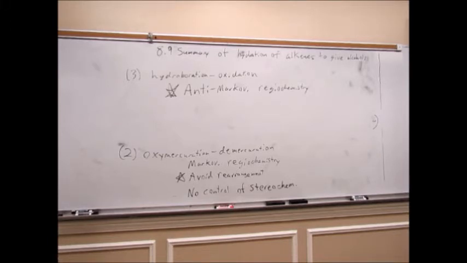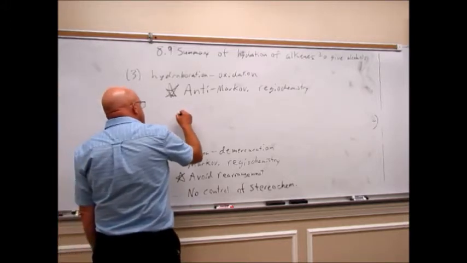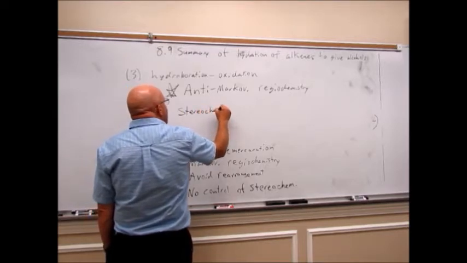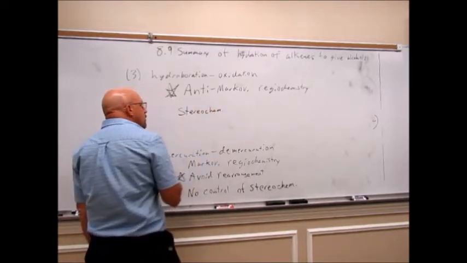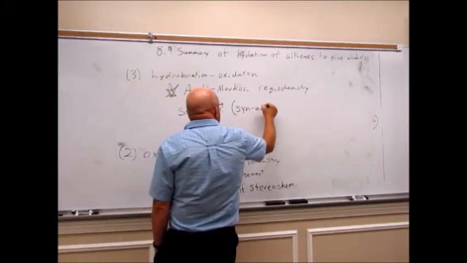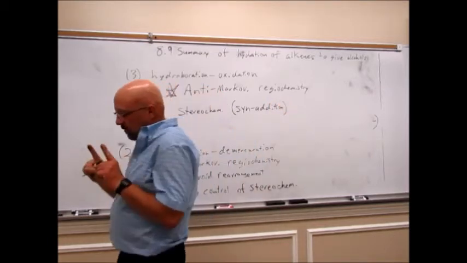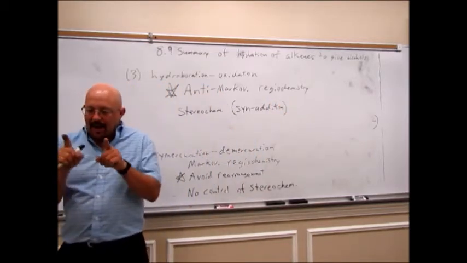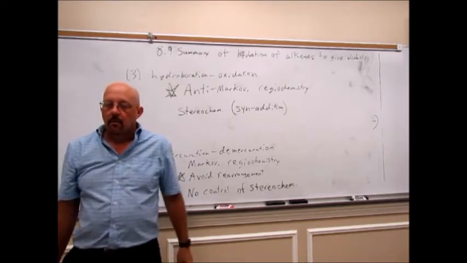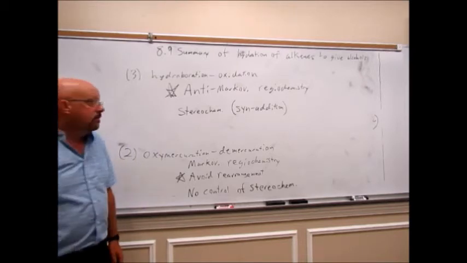As far as stereochemistry goes, we do get syn addition. We have a little control, but with the stereochemistry, we do get syn addition. So the hydrogen and the OH that you're adding will add to the same side. That's syn addition. But other than that, we still get a racemic mixture if you create a chiral center.